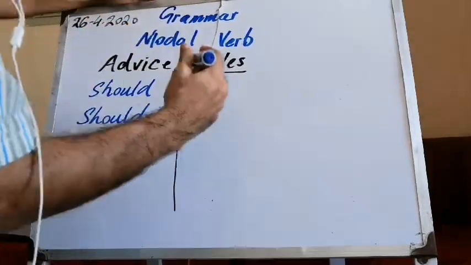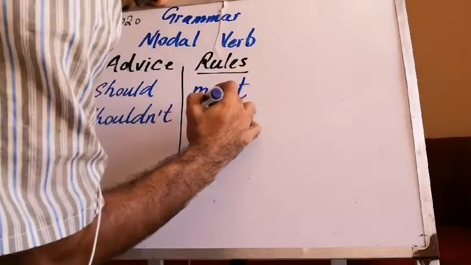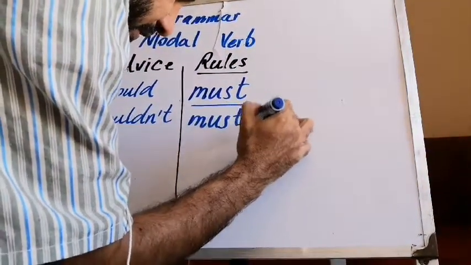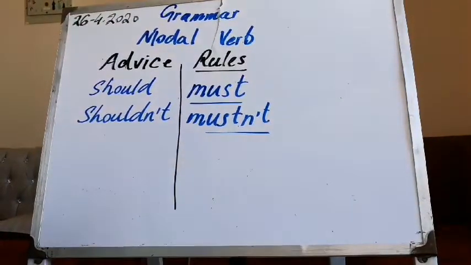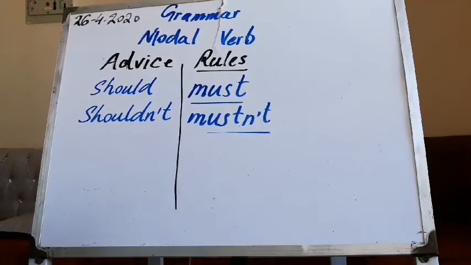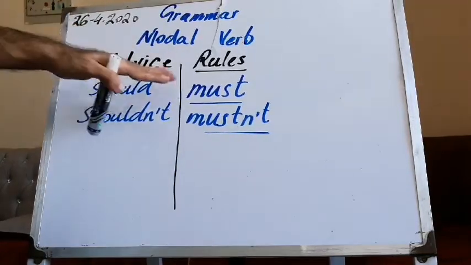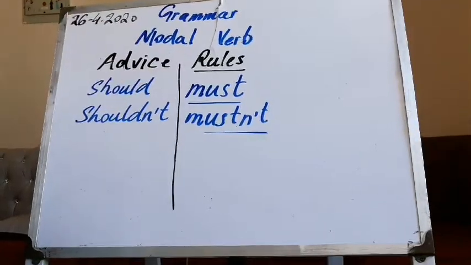Therefore, we use here must. When we talk about rules, we use must or must not. Must or must not are the words that are used for rules. Like if we talk about traffic, we say that you must stop at the red signal. You must use the zebra crossing.